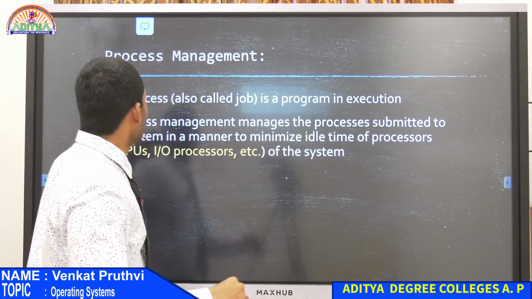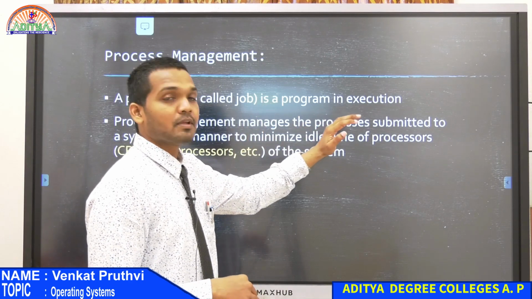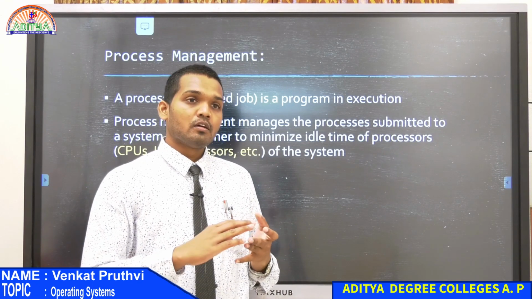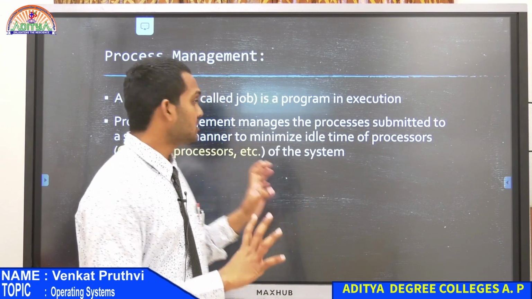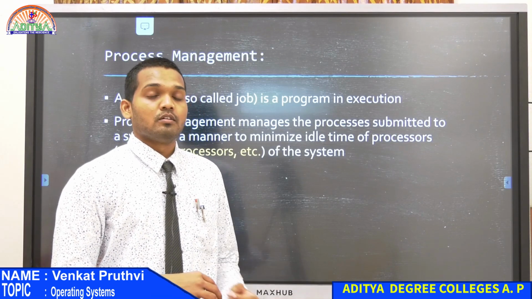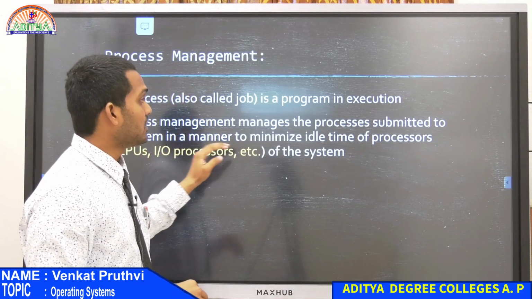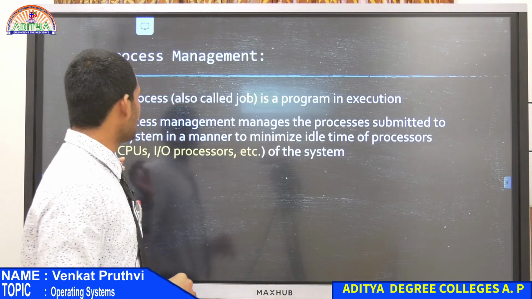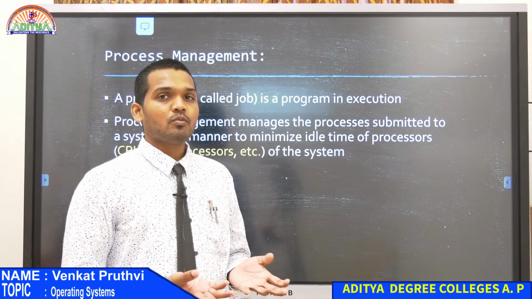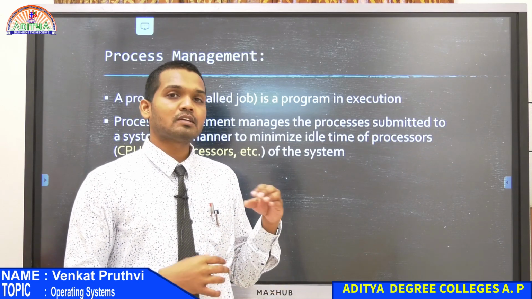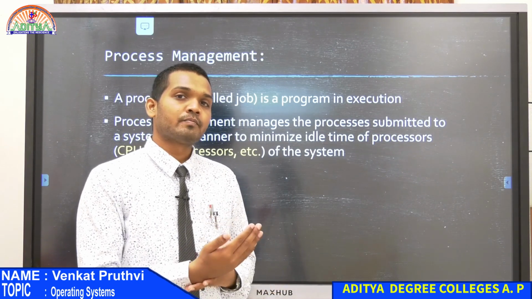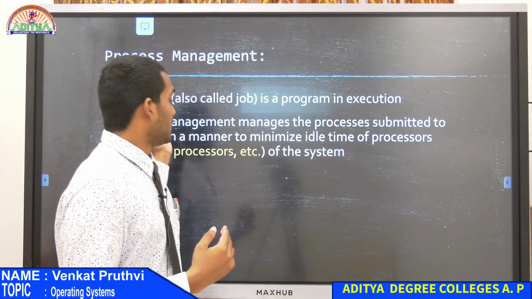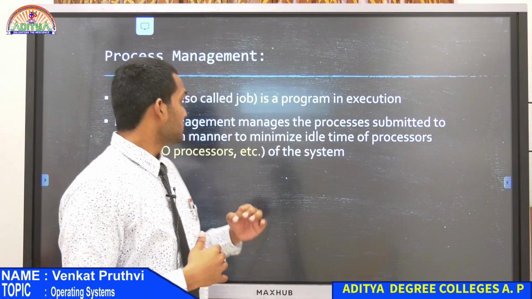Now, a process, also called a job, is a program in execution. Whatever task or program is being executed, the process of that happening is known as a process. Process management manages the processes submitted to a system in a manner to minimize idle time of processors. We all know now what a process is. Whenever a program is assigned a task and it has started, that process is known as a job.